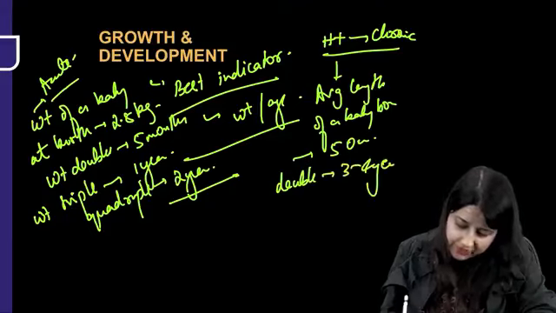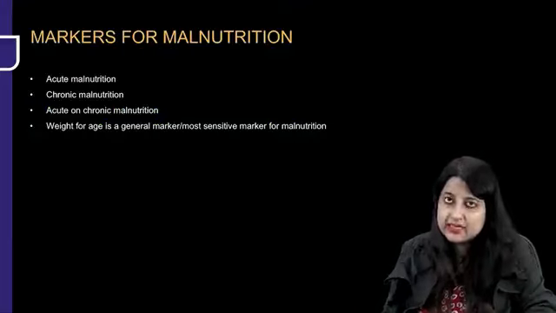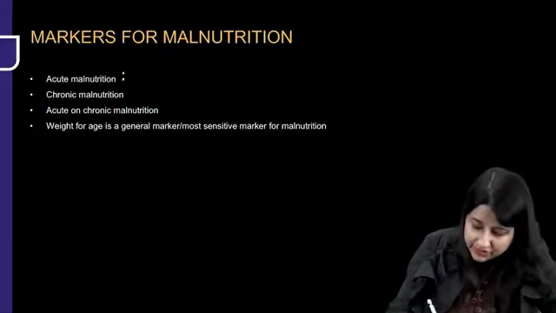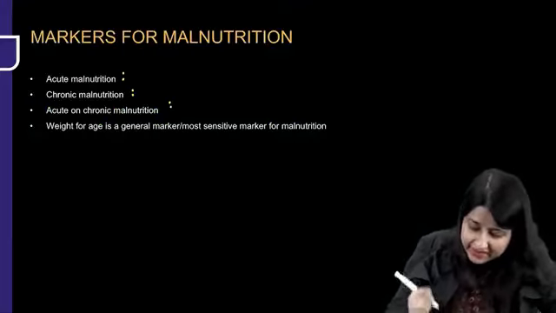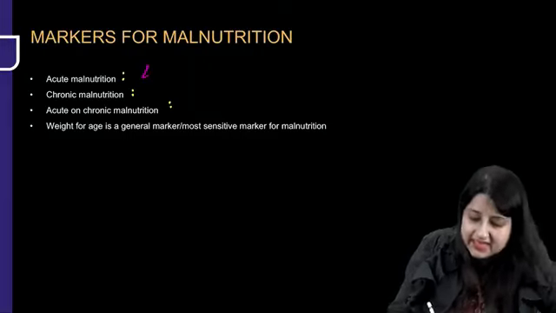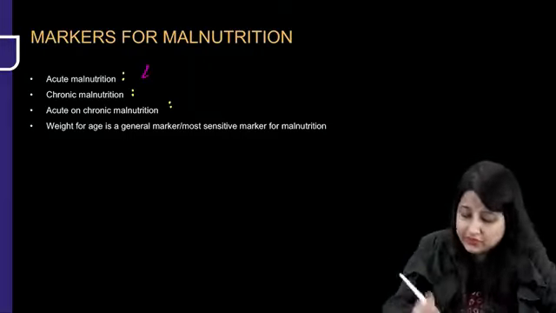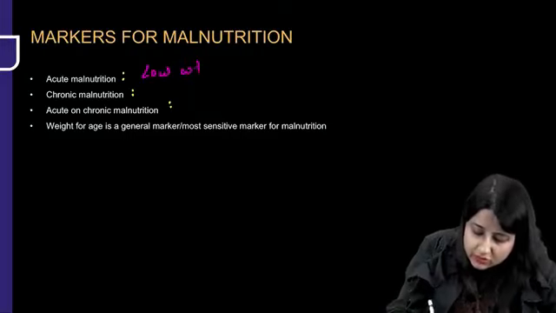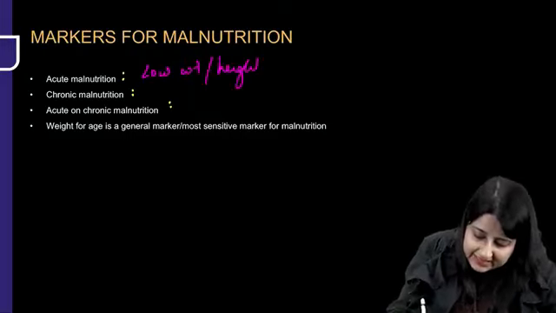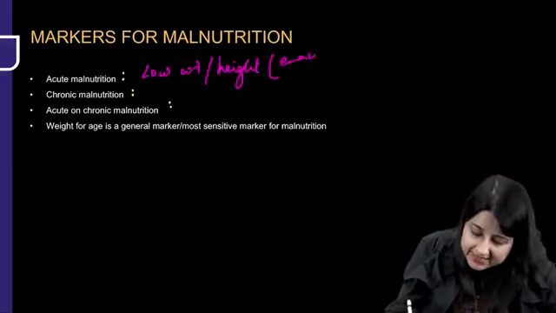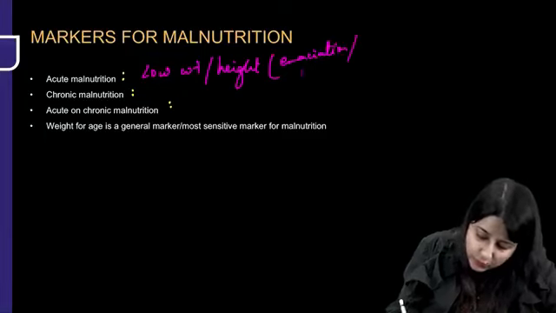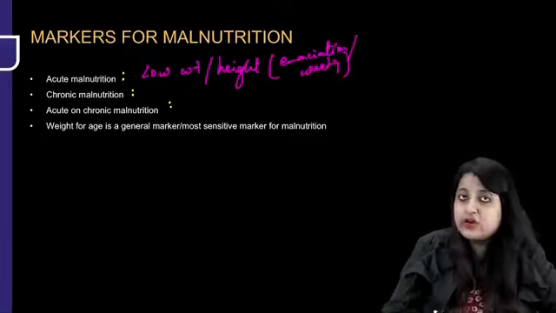By 3 to 4 years. Okay. Indicators for growth and development, we have acute malnutrition, chronic, acute on chronic. Very, very important. Never say acute is low weight for age. No, acute is low weight for height, guys. Okay, this is also known as emaciation / wasting. Okay, low weight for height.